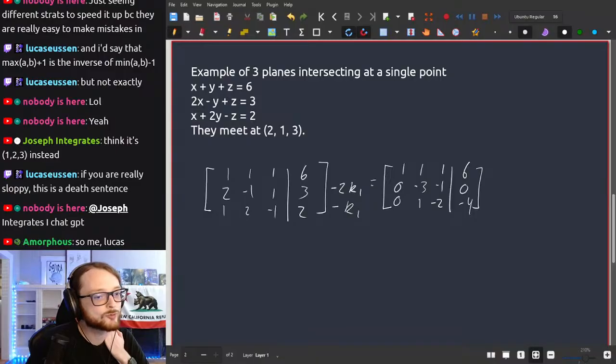Oh, yeah, don't trust ChatGPT for actual calculations.